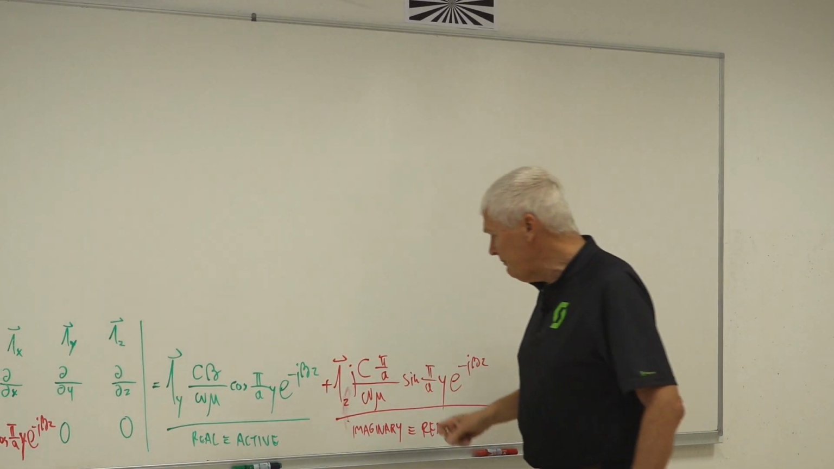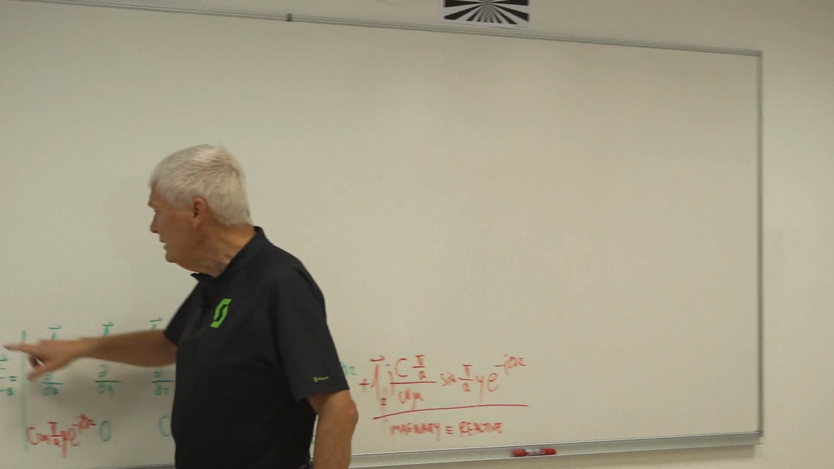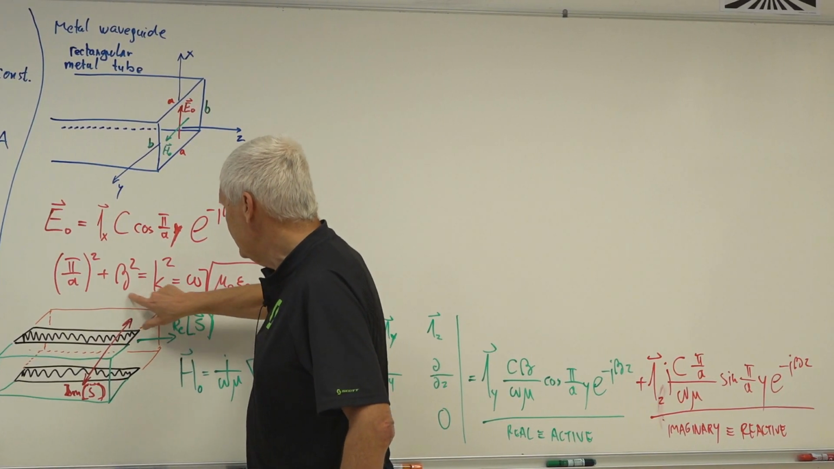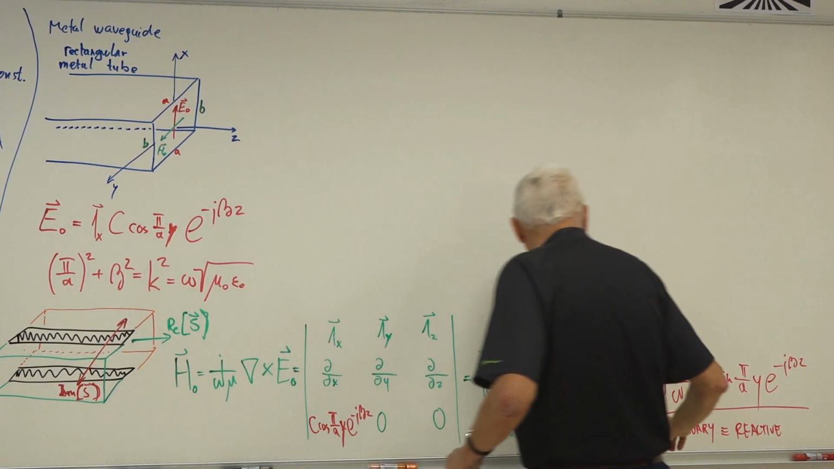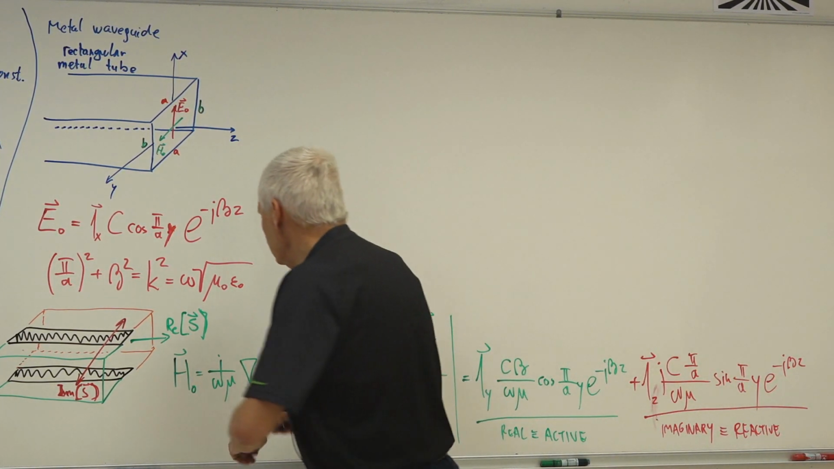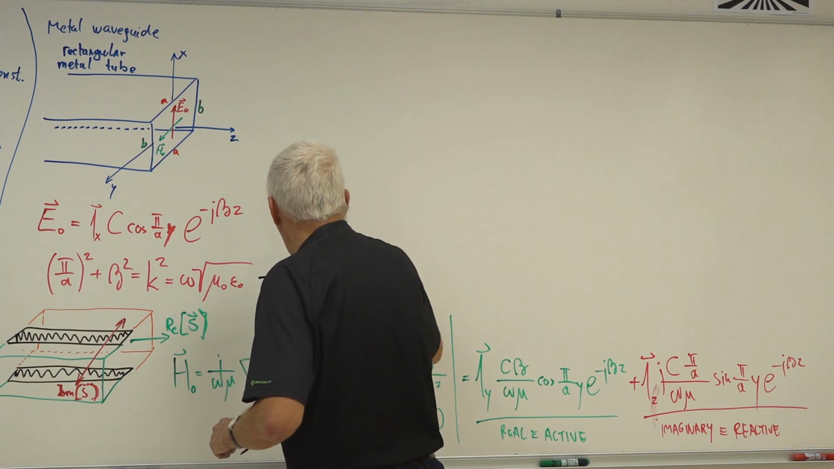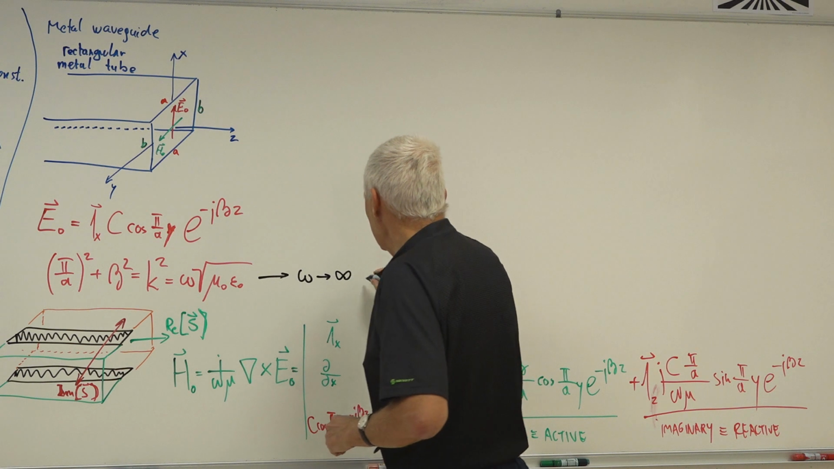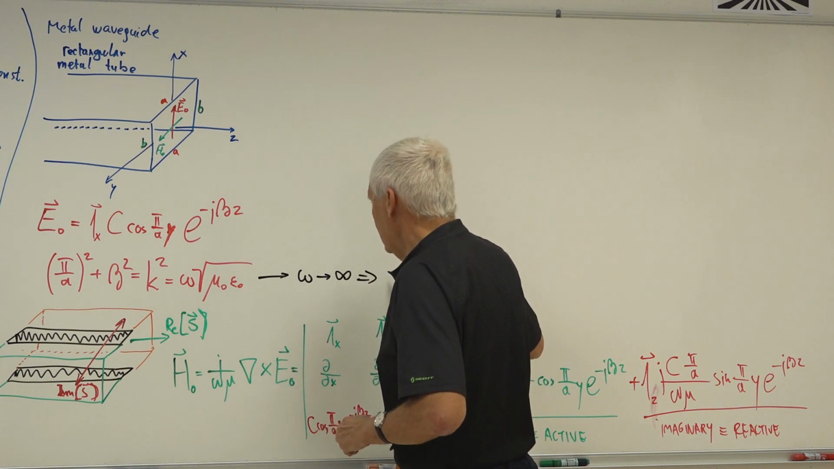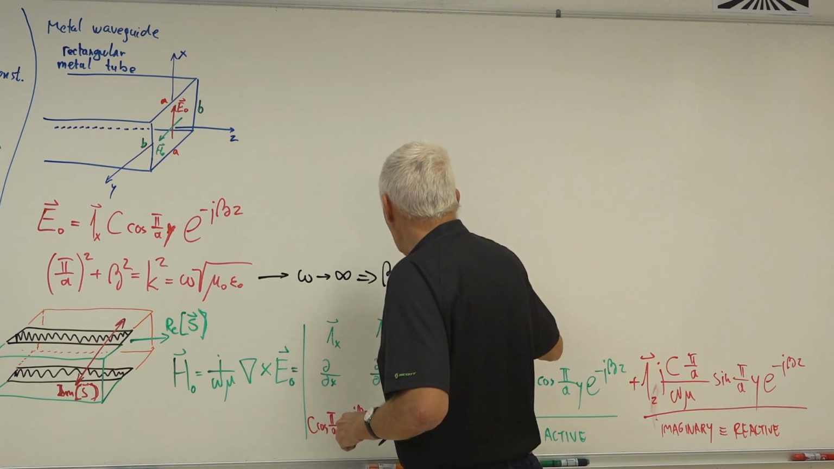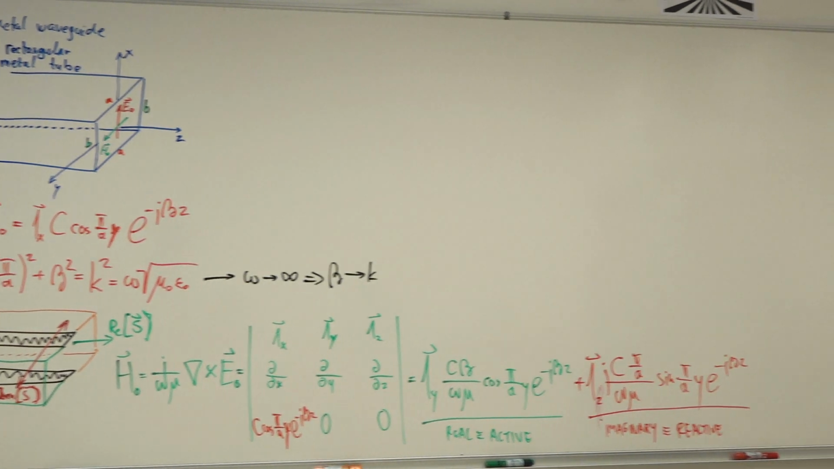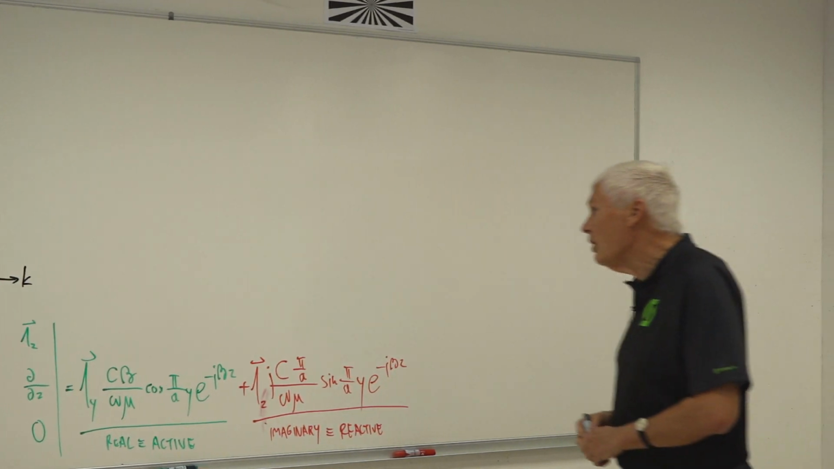So if omega goes towards infinity, towards high frequencies, then beta becomes equal to k, beta is going towards k. Makes sense. And we will have an almost plane wave.